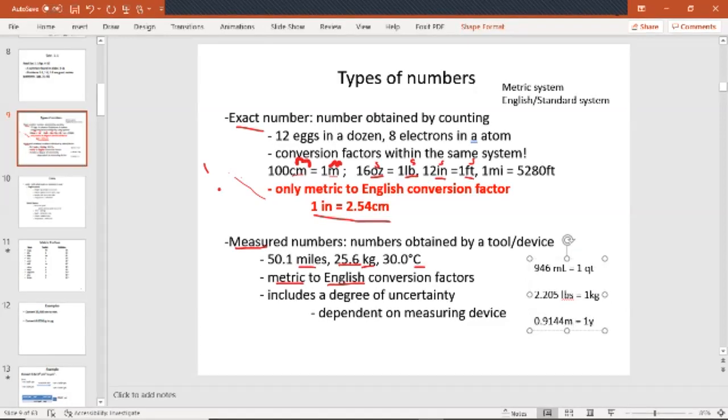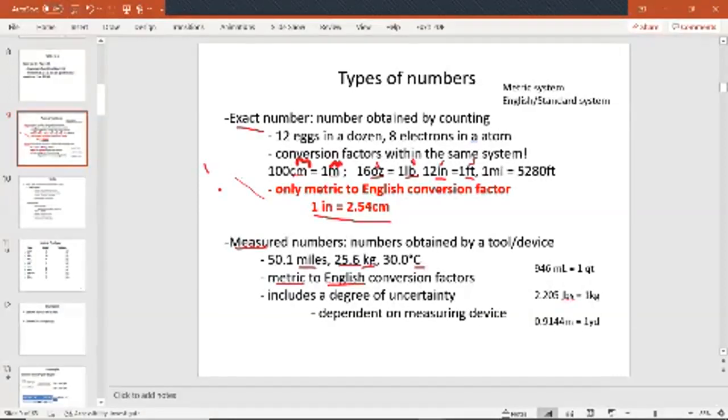So all of these are measured numbers. These are not exact quantities. Measured numbers, you'd obtain the number by using a measuring device, or it's a metric to English conversion factor. Those are all measured numbers, and so there's some degree of uncertainty in the number. And that's where we get into what's called significant figures on Thursday.